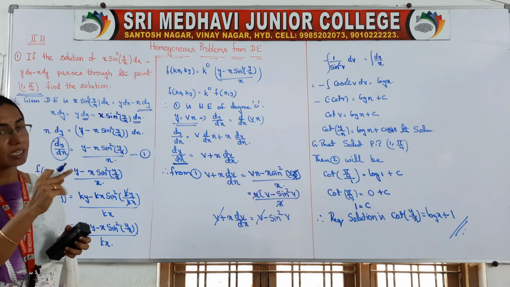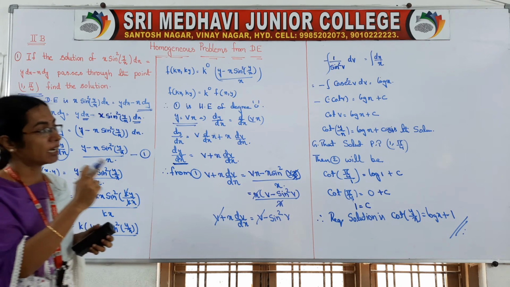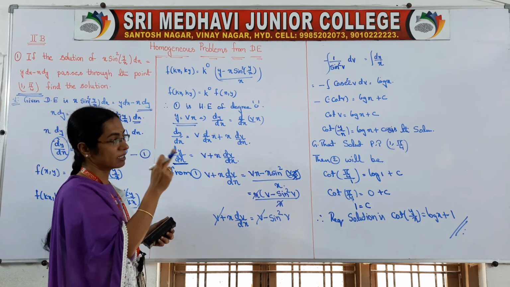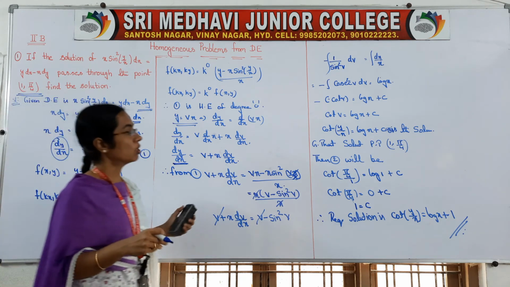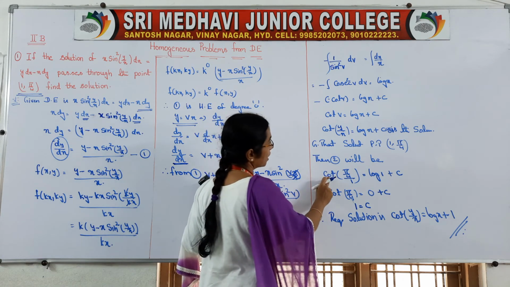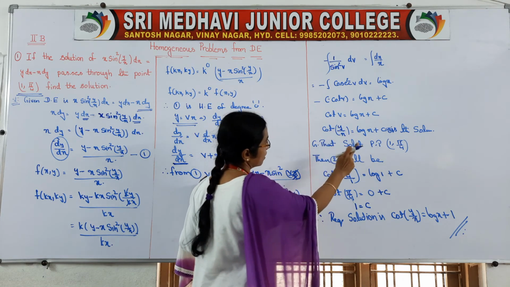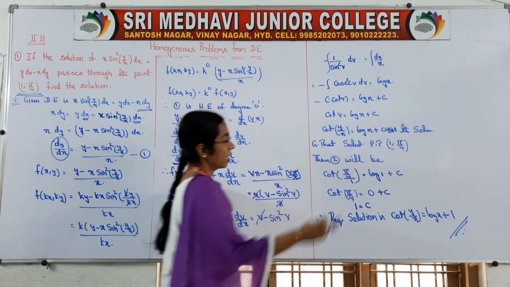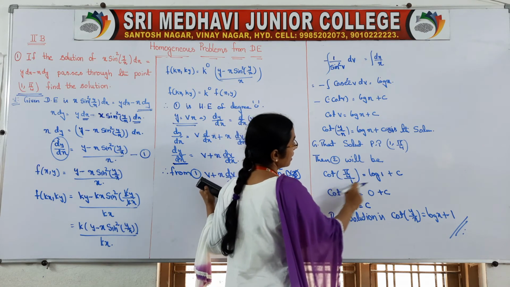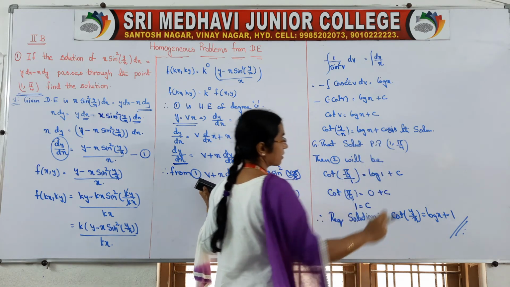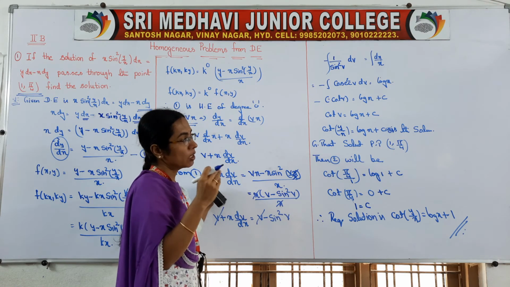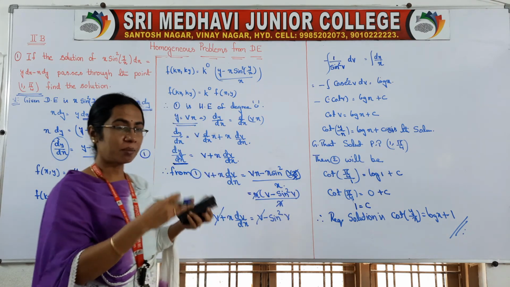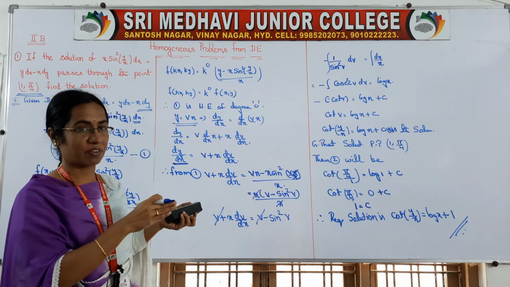So this solution passes through (1, pi by 4). Wherever x is there, there comes 1, right? Wherever y is there, there comes pi by 4. So it is nothing but cot of y by x, y is pi by 4, x is 1, is equal to log x, x means 1, plus c, right? That means it passes through that point, means the point satisfies that equation.